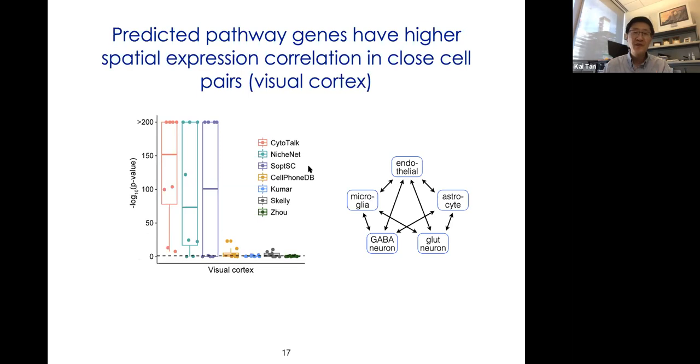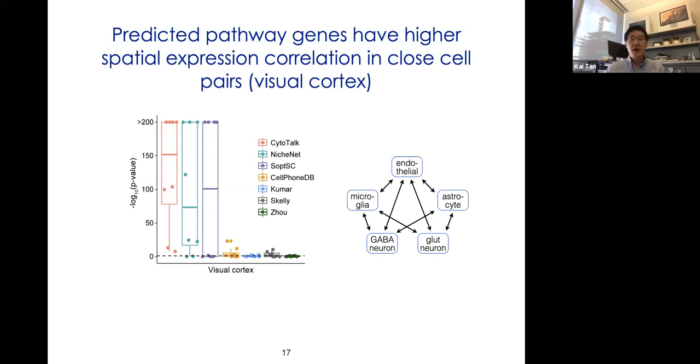So the SIG-FISH data actually give us the spatial distance between any pair of cells, so we can calculate that. So here, as you can see, the correlation of the predicted gene pathway is much higher for cytotalk compared to the other methods. So here, each dot represents the entire set of a predicted pathway for a given cell type pair, as shown here. So each box plot has 8 dots here.